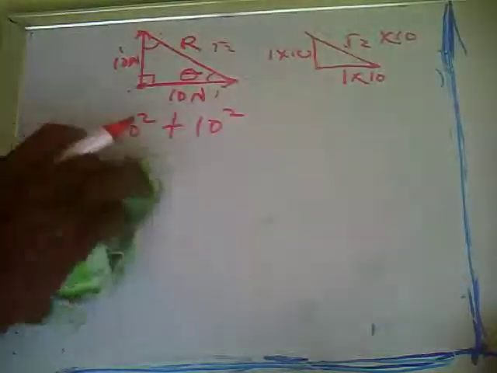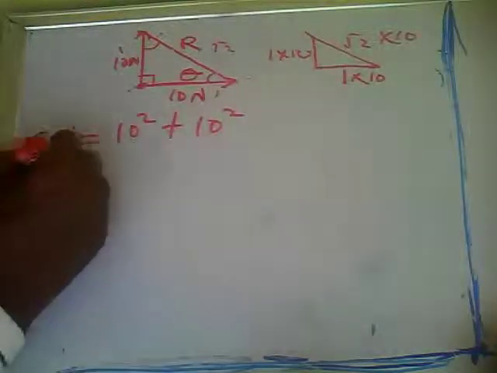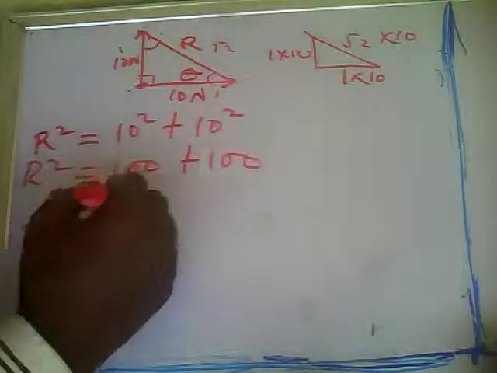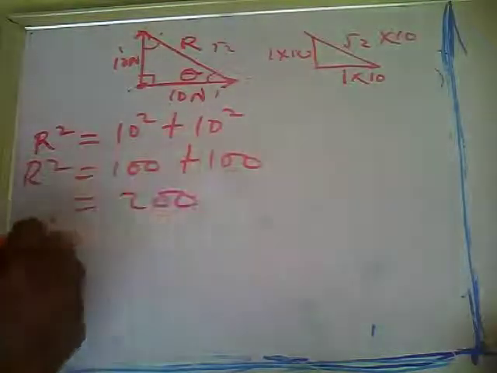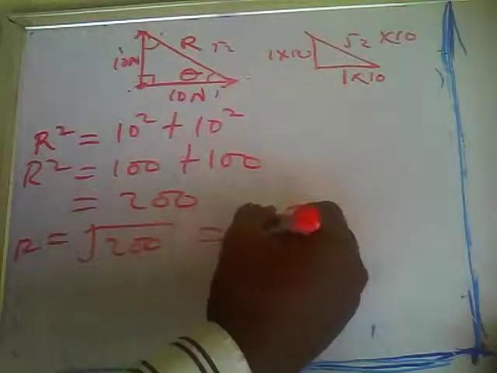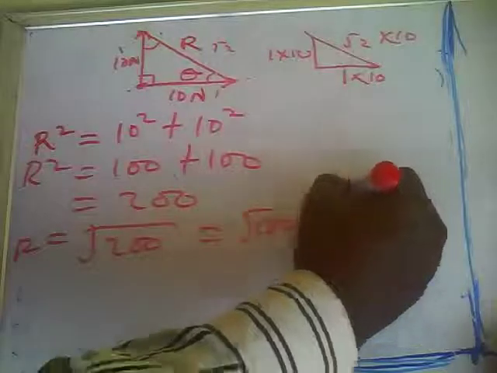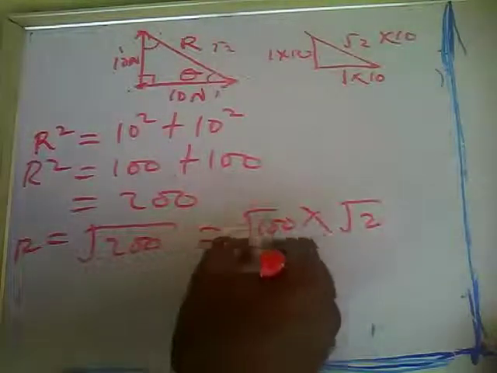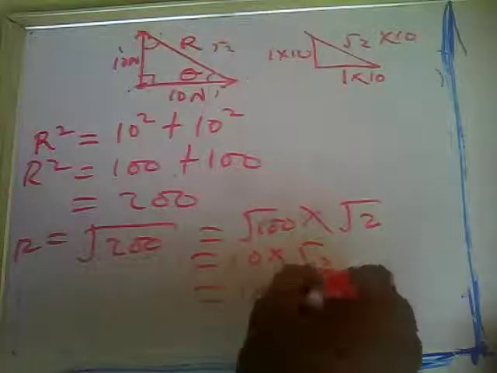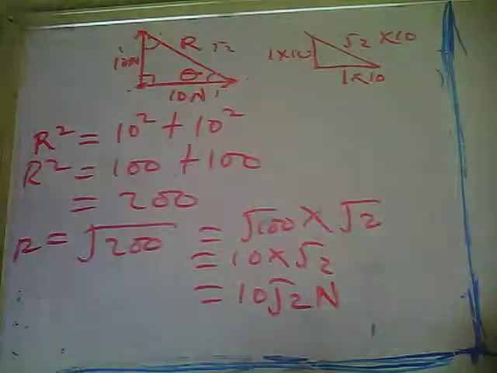So we have r squared being equal to 100 plus 100. That gives us what? 200. So r therefore is what? Root 200, right? And that's what? Root 100 times root 2, which is 10 times root 2, giving us 10 root 2. So that's the magnitude of the resultant.